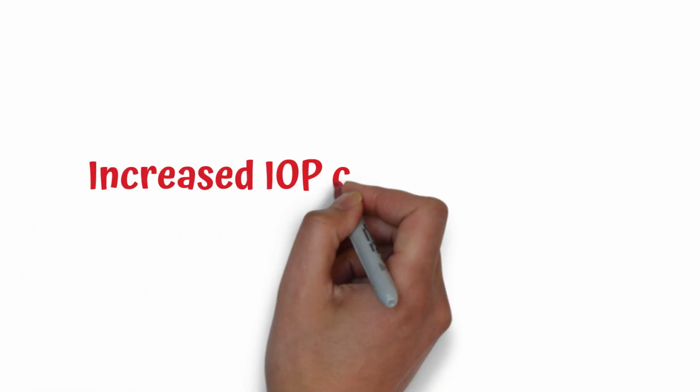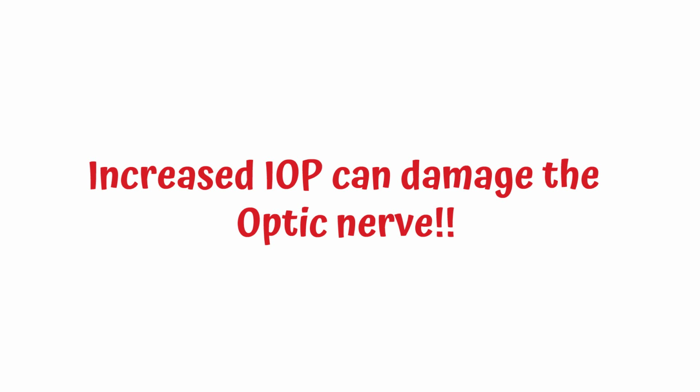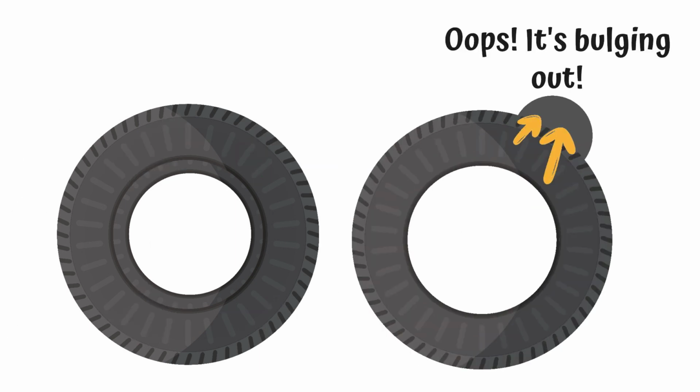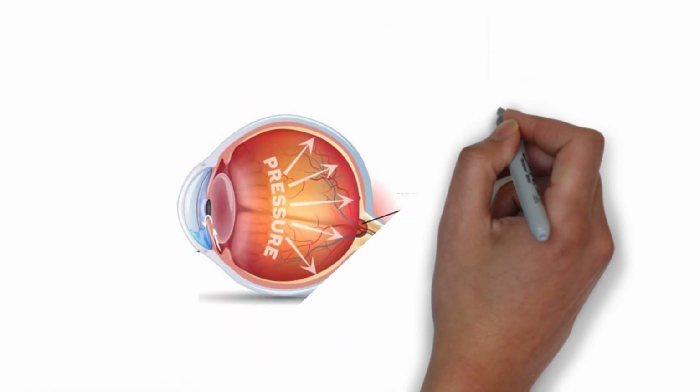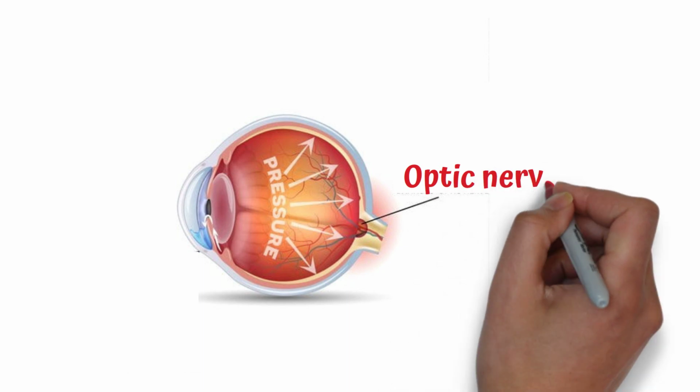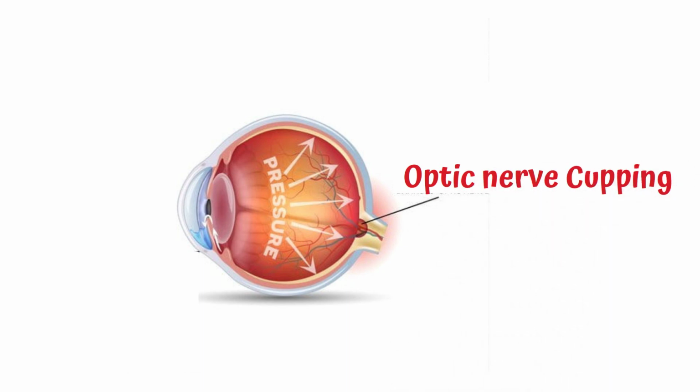Increased intraocular pressure can damage your optic nerve. Think of it like a bike tire filled with air. If you keep pumping air into the tire, the pressure inside the tire would increase, and the weakest part of the tire would eventually thin out and bulge outward. And this is the same thing that happens in your eye. The optic nerve is the weakest part of your eye. The raised intraocular pressure will press against your optic nerve and form a bulge, which we call optic nerve cupping.